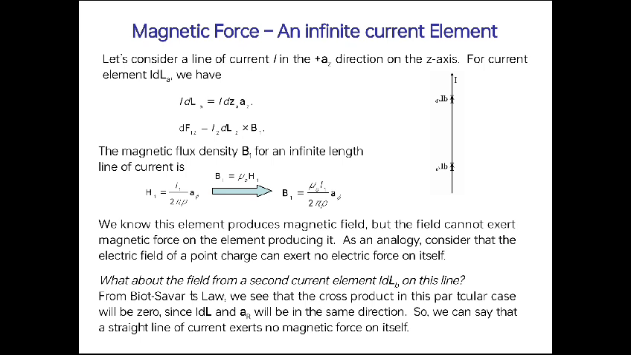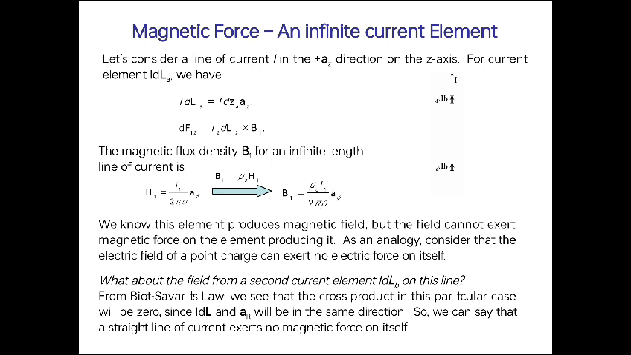The magnetic field intensity H is given as I by 2 pi rho, whereas the magnetic flux density B is equal to mu naught into H. We can represent B is equal to mu naught I by 2 pi rho into a phi. We know this element produces magnetic field, but the field cannot exert magnetic force on the element producing it. As an analogy, consider that the electric field of a point charge can exert no electric force on itself.